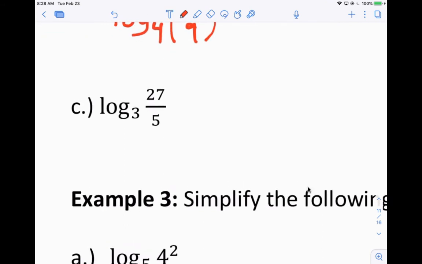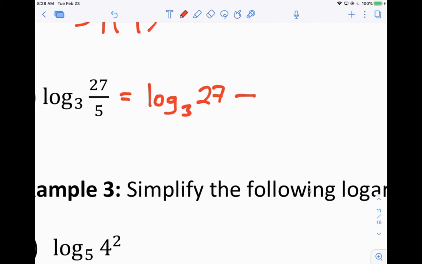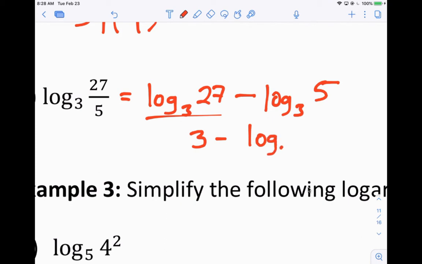We don't know really what power is going to take 3 and make it 27 over 5, but we could write this as log 3 of 27 minus another one, log 3 of 5. So this time I split it up into 2 logs. This first one, what power takes 3 and gets 27, that would just be a whole 3. This other one would be some kind of decimal, and so we will leave it as a log.